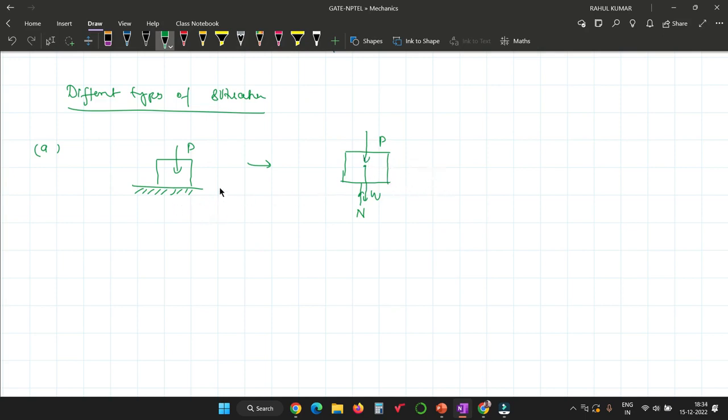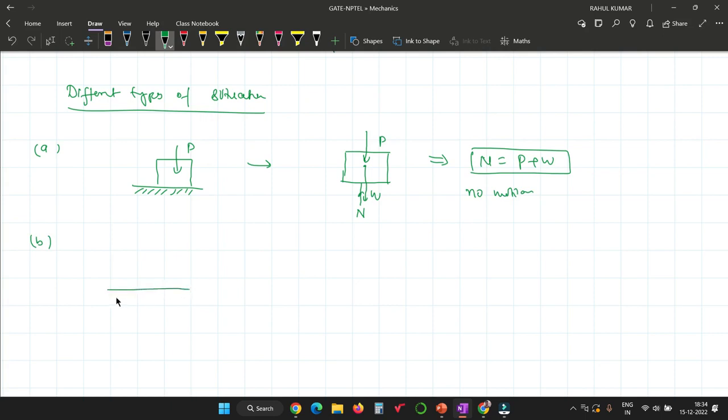Here you can see that there is no external horizontal force, so friction will not come into the picture. The system will remain in equilibrium. If you apply vertical equilibrium, N will be exactly equal to P plus W. So there is no motion. This is condition number 1. Now move to condition number 2.